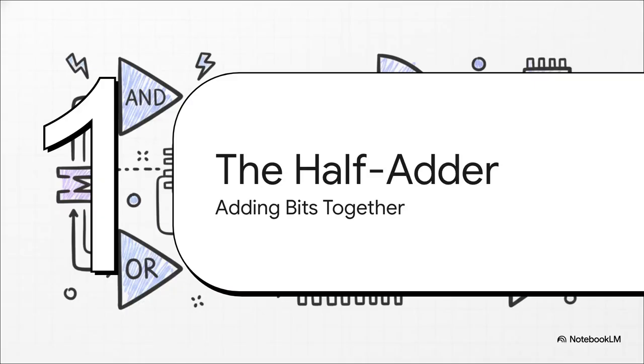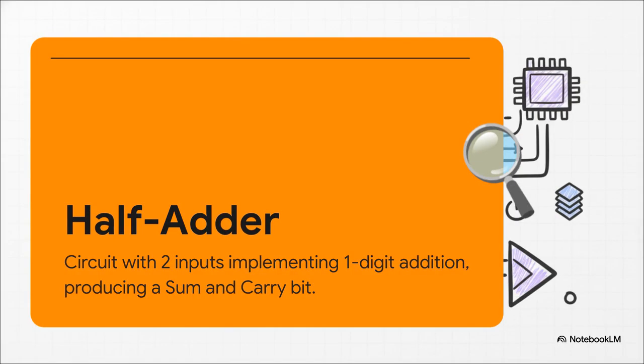Section 4. Adding bits, the half adder. Meet the half adder. This is a logic circuit that takes 2 input bits and actually performs single-digit binary addition. And it gives you 2 distinct outputs, a sum bit and a carry bit.